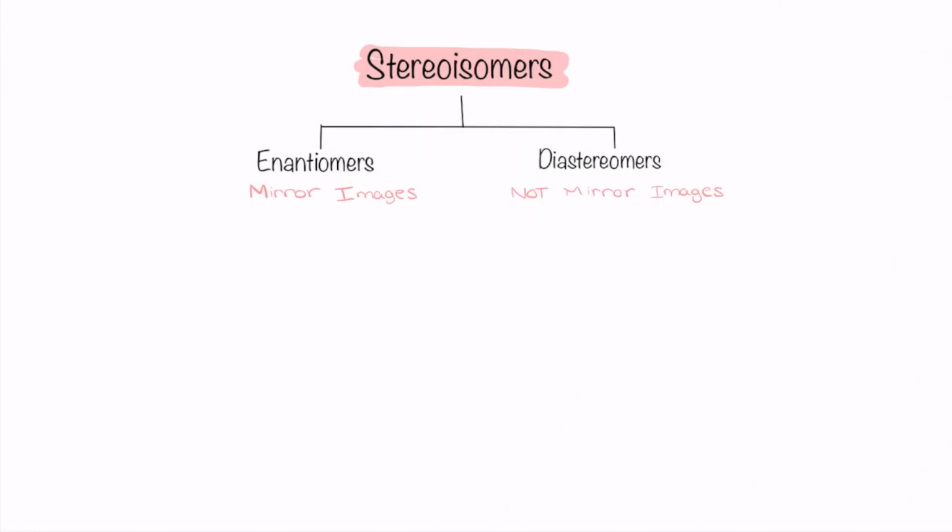And so now I want to take a moment to classify all these terms. So a group of stereoisomers has the same molecular formula and the same connectivity. Enantiomers are a subgroup of stereoisomers that are mirror images of each other. And diastereomers are a subgroup of stereoisomers that are not mirror images.